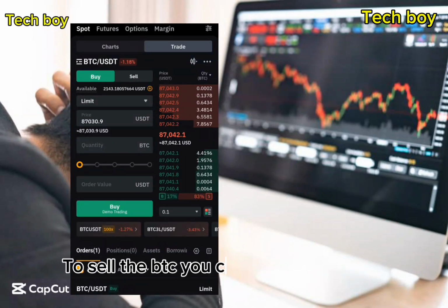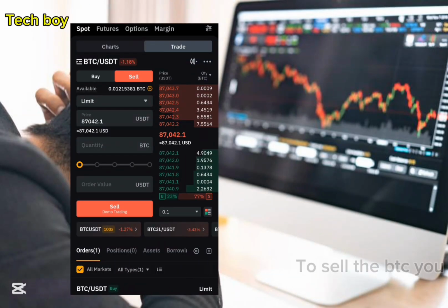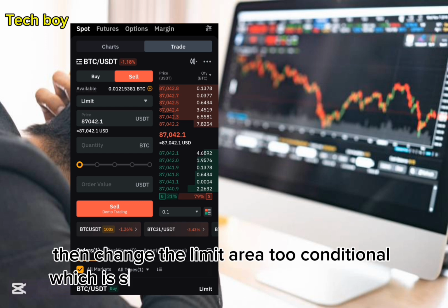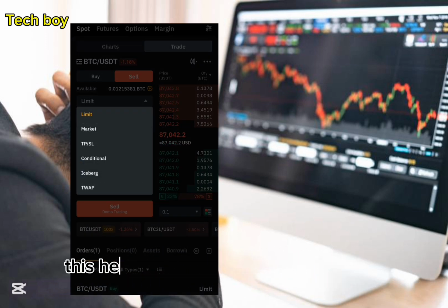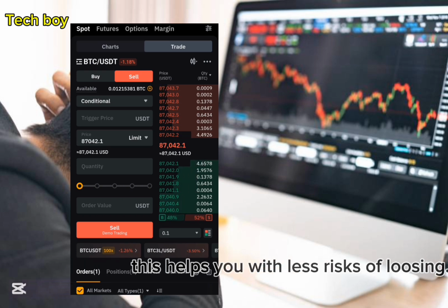To sell the BTC, you click on the Sell area. Then change the limit area to conditional, which is the same as stop loss and take profit. This helps you with less risk of losing.